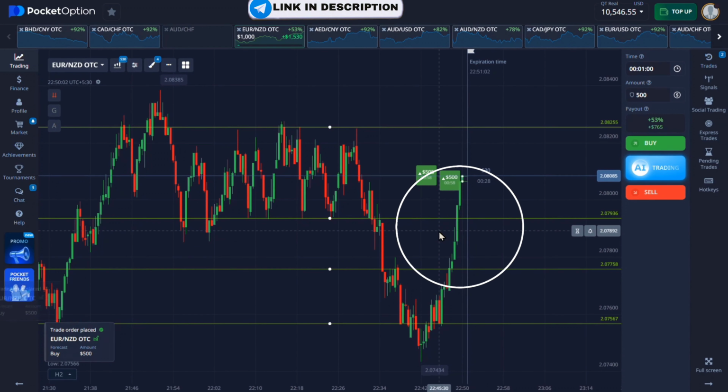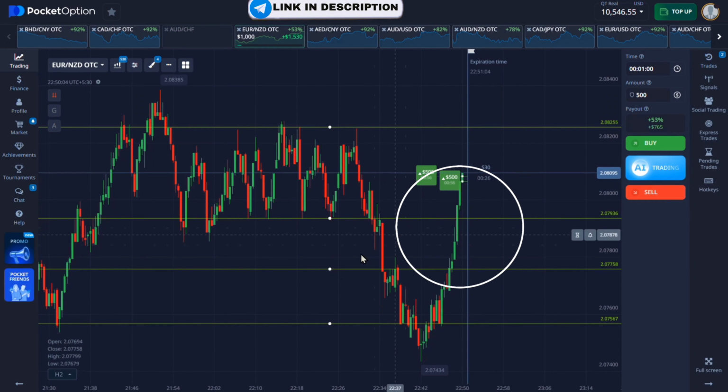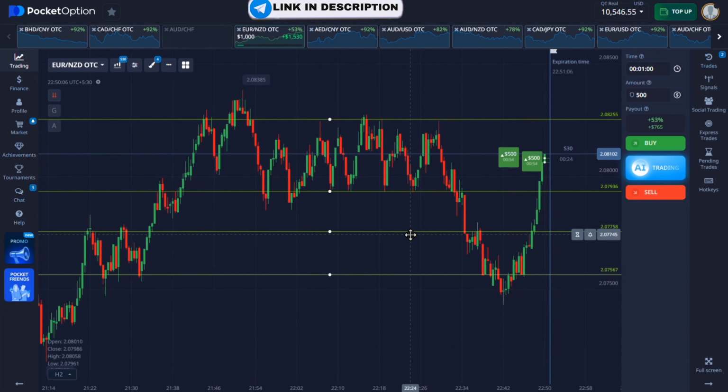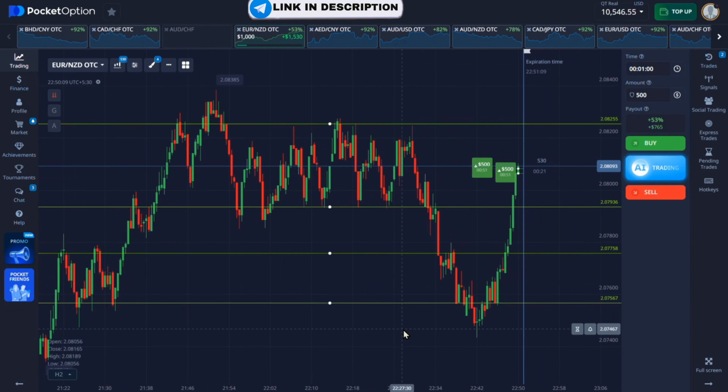Alright, you can see here that ever since the market has moved up, not a single red candle has formed. This means that the buying pressure here is quite strong. So taking a down trade here would be considered foolish on your part. That's why you should always trade with the trend. That's why I took a buy trade.